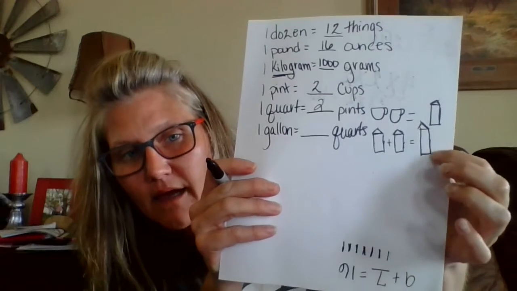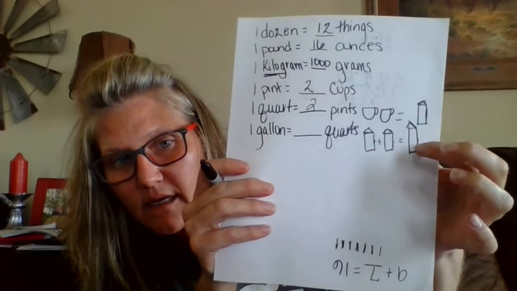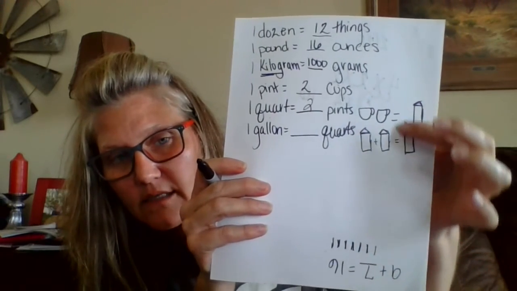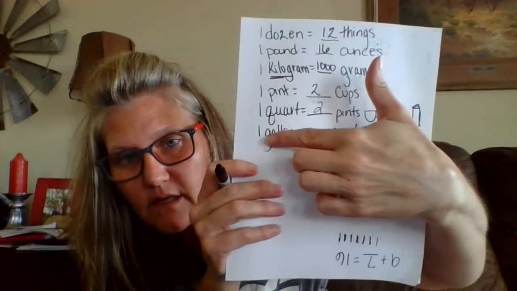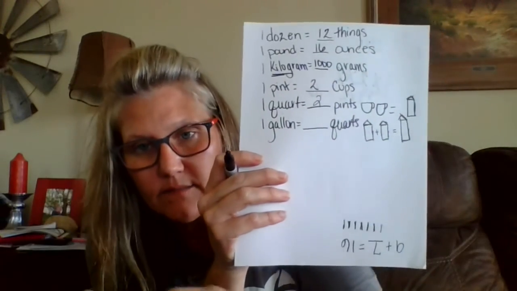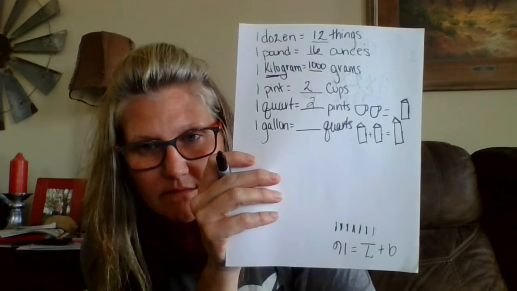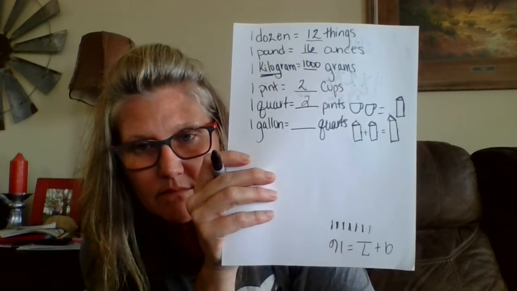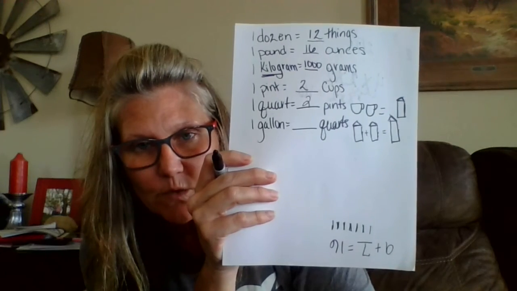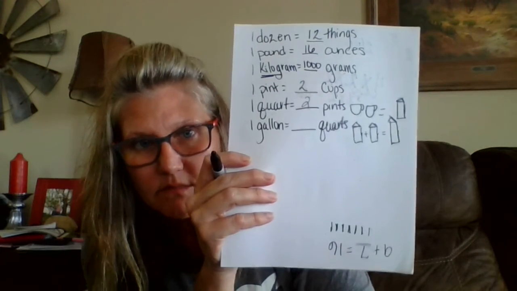How many of these big cartons equals a gallon? The gallon is what your milk comes in. The gallon that your mom and dad get from the store for your cereal. It takes 4 of them.